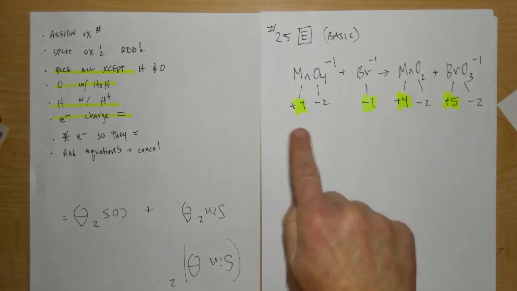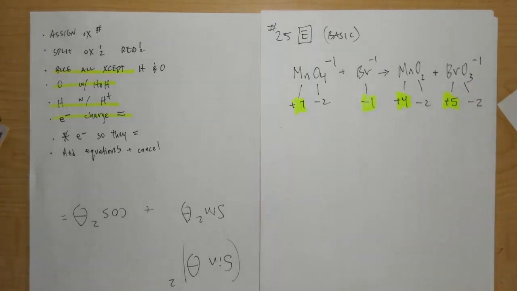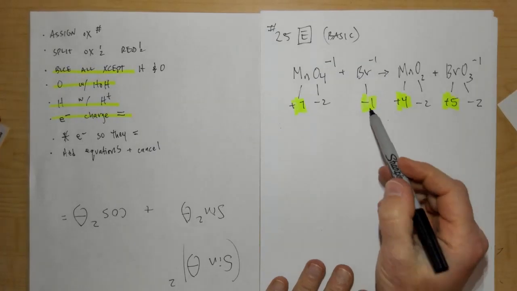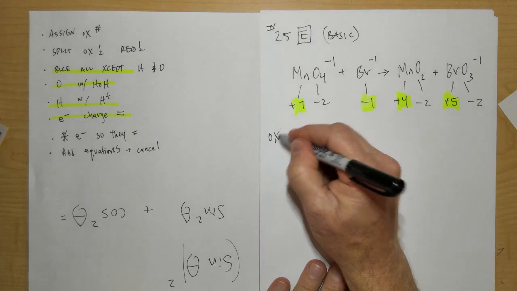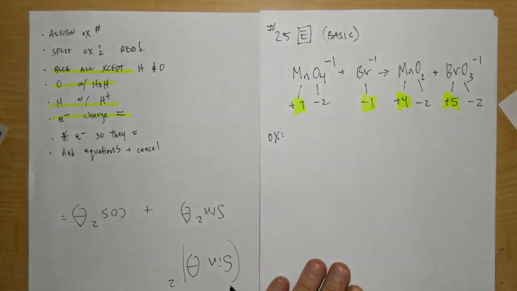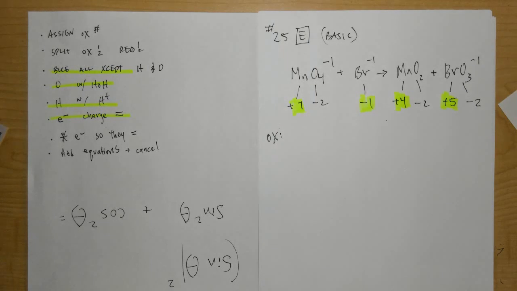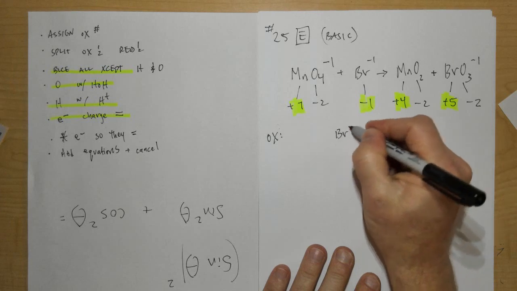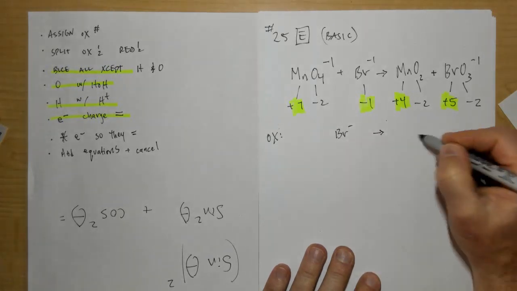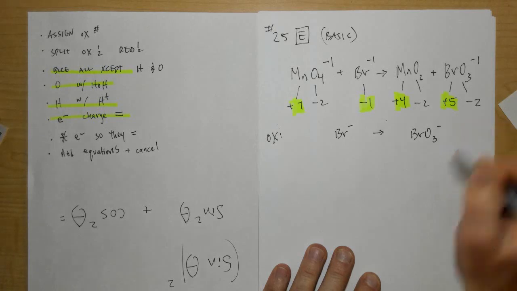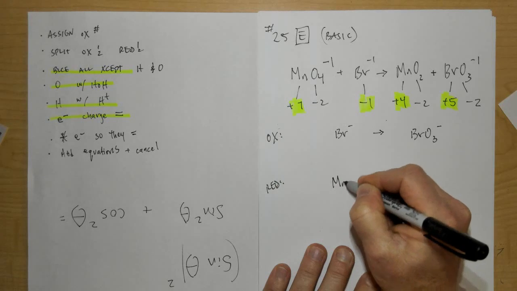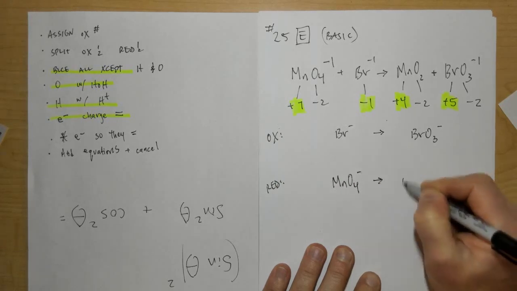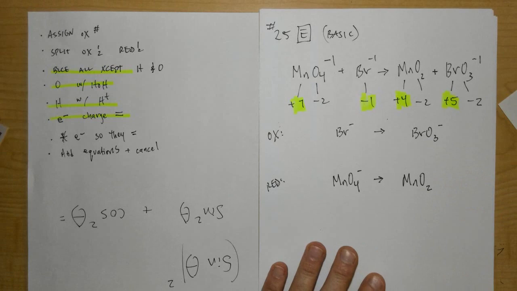So you can see manganese goes down in charge, so that's our reduction half reaction. And bromine goes from -1 to positive 5, so that goes up, and so that's our oxidation half reaction. So Br- arrow goes to BrO3-. Skip some lines, reduction half reaction. MnO4- arrow MnO2.